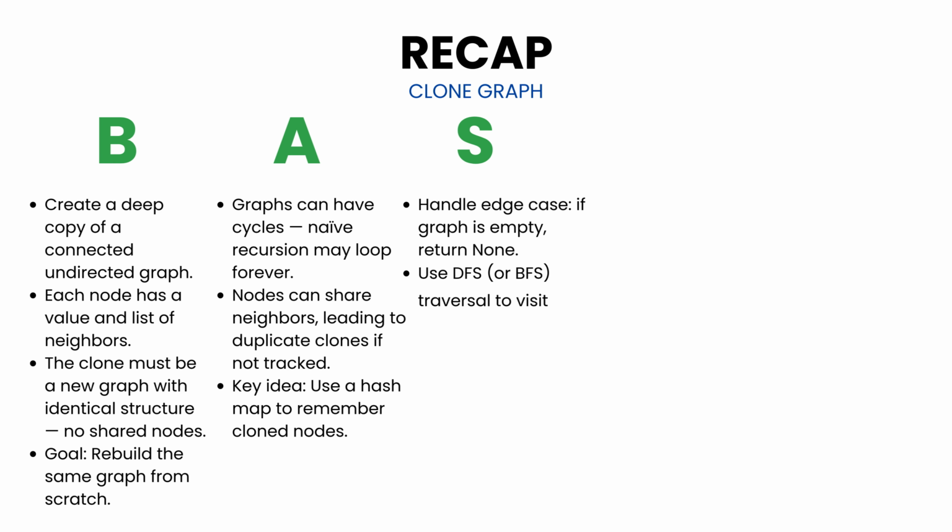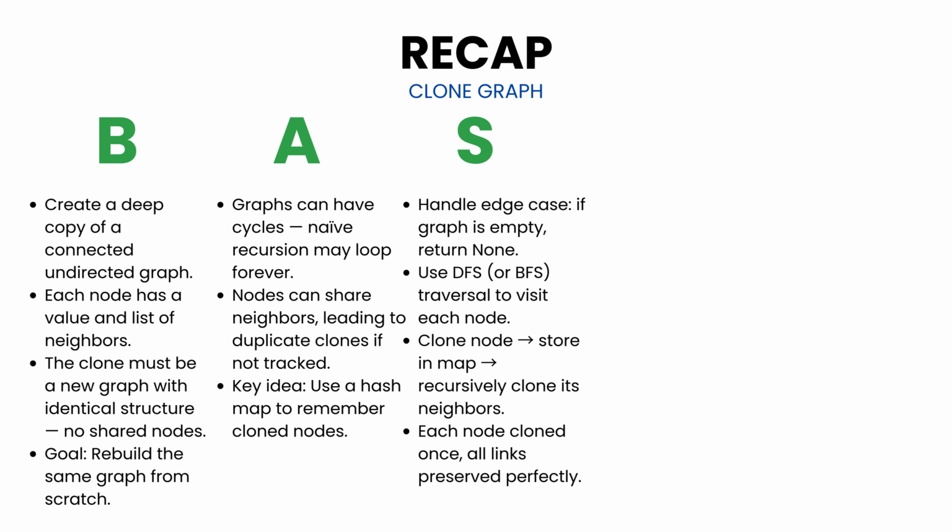Structure recap. Our plan was simple yet powerful. Handle the base case when the graph is empty. Use DFS to explore and clone each node. Store each clone in the map, then recursively connect its neighbors. That's it. A clean, recursive structure that mirrors the graph one layer at a time.